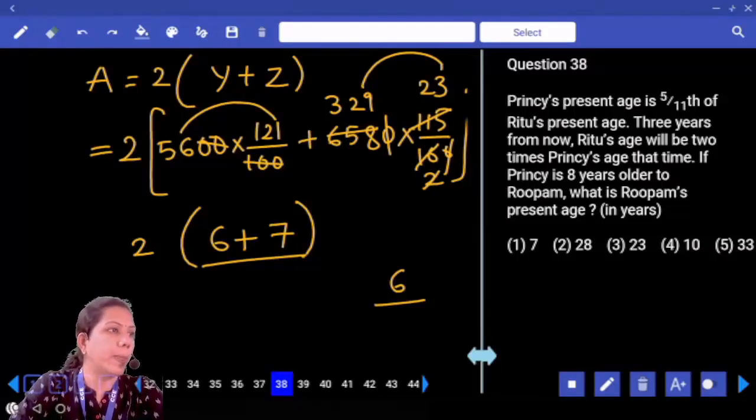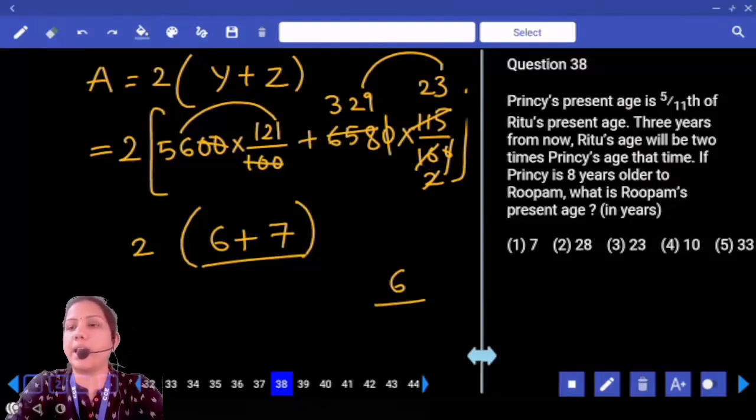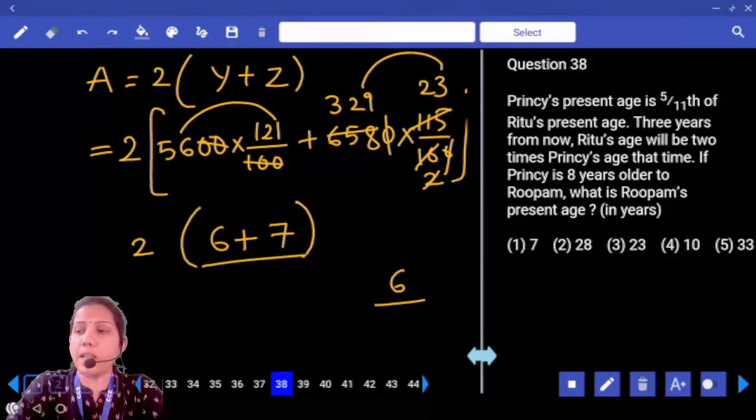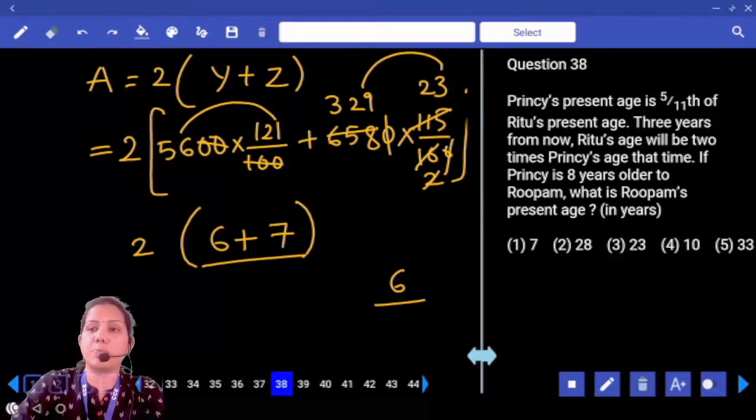Completed? Okay, next question number 38. Prince's present age is 5 by 11th of Ritu's present age. 3 years from now, Ritu's age will be 2 times the Prince's age. If Prince is 8 years older than Rupam, then what is Rupam's present age?